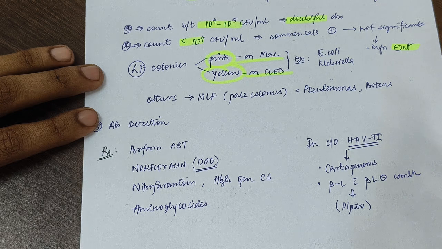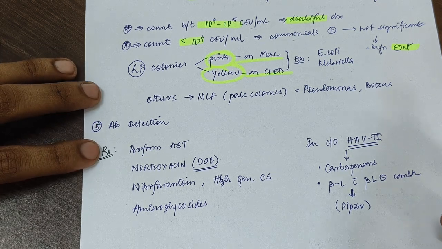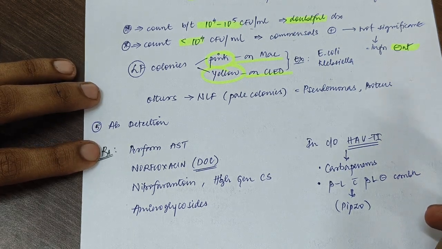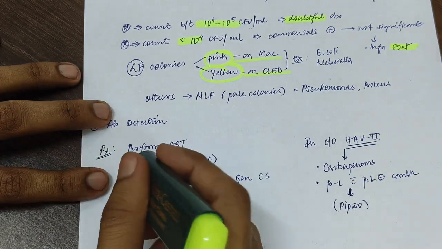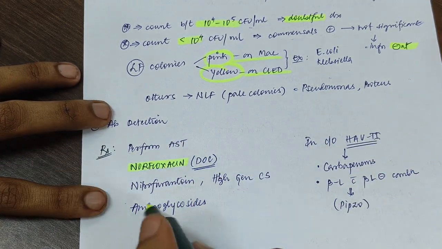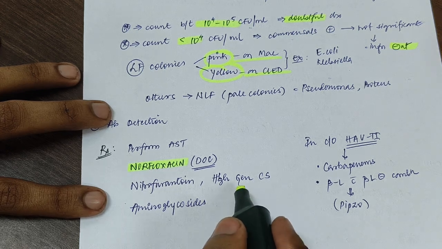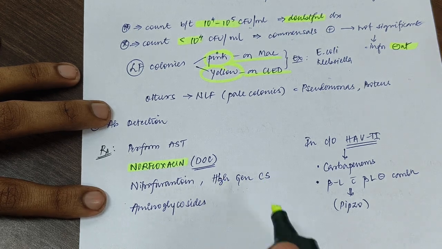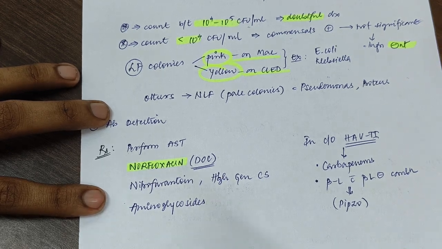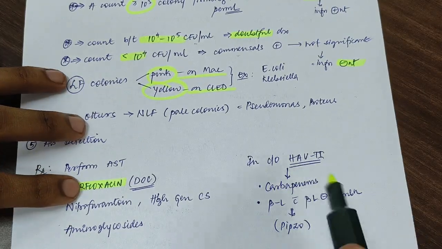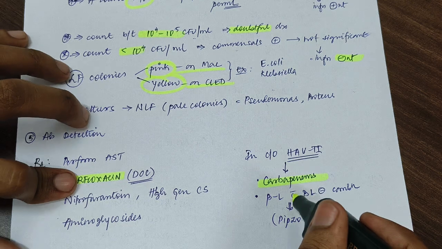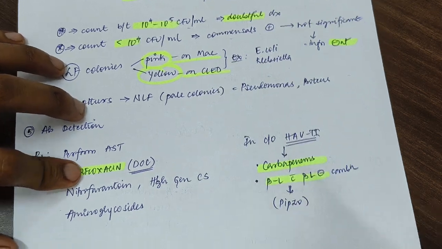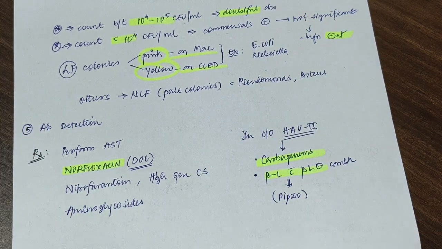is also done. Treatment is basically to perform the AST first, that is antibiotic susceptibility testing. Then you are going to give norfloxacin, which is the drug of choice. Then nitrofurantoin, higher generation, that is 4th or 3rd generation cephalosporins, and aminoglycosides are given. In case of hospital acquired UTI, you are going to give the carbapenems because they are more resistant. Then beta lactams with beta lactamase inhibitors, that is you are going to give the Pipzo, that is piperacillin with tazobactam. It is called Pipzo.